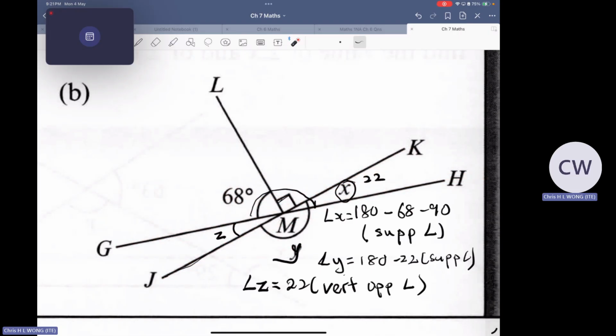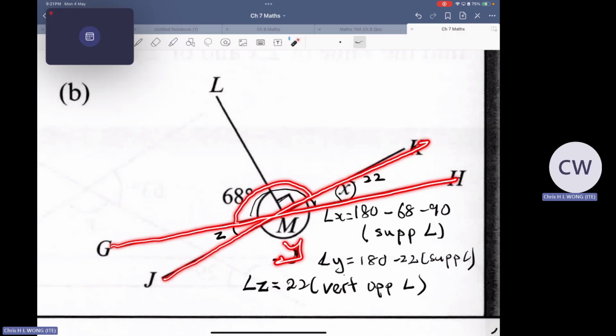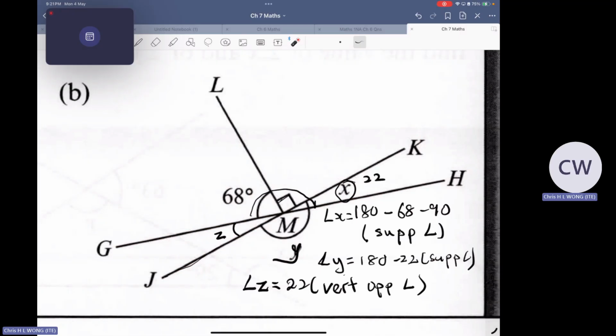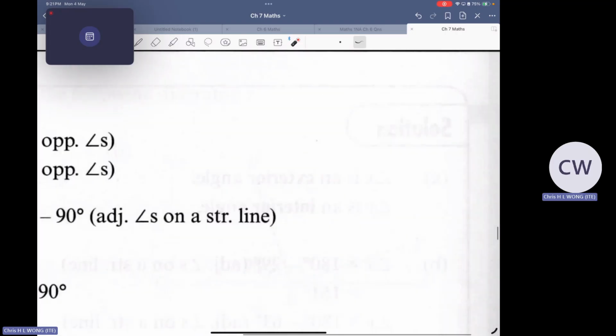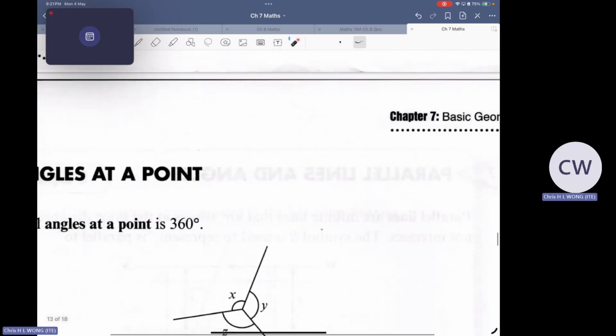If they tell you cannot use x, find another one. If they tell you cannot use x, you cannot use 180 minus x, then you must find another way. So I draw a line. y is from here to here. That's y, right? This y, from here to here. That's the reason sometimes it's like that. All the answers are here. Okay, next one.